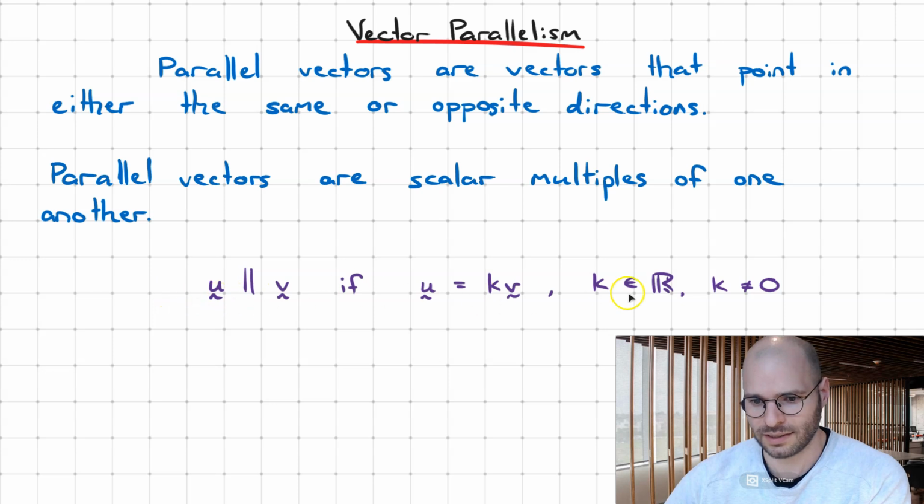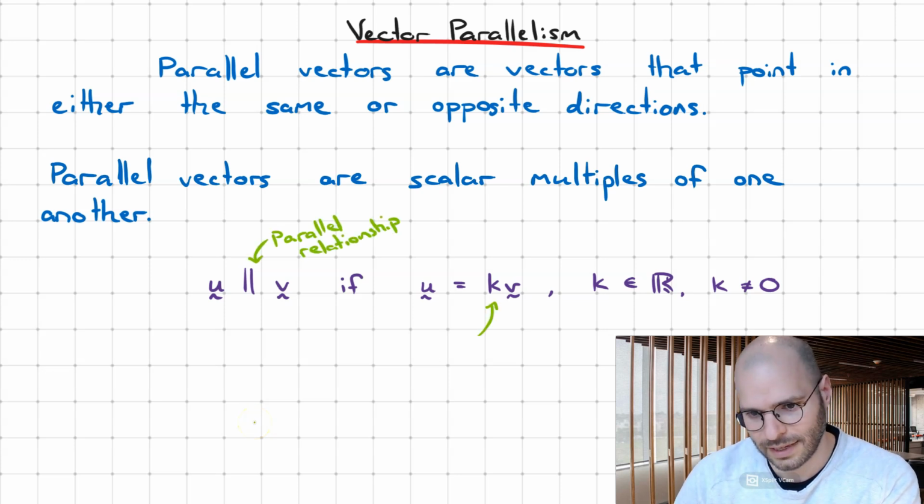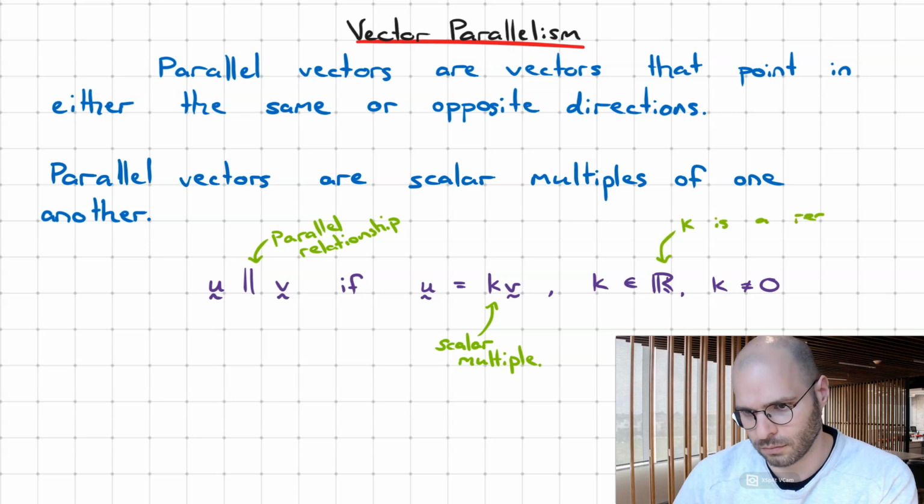So, looking at this definition down here, suppose we have vector u and vector v. These two vectors are said to be parallel if vector u is a scalar multiple of vector v, where the scalar multiple k is a real number and it's non-zero. So the symbols we have here are the parallel symbol, scalar multiple, k is a real number, as in it's not complex, so not a negative square root, and non-zero.